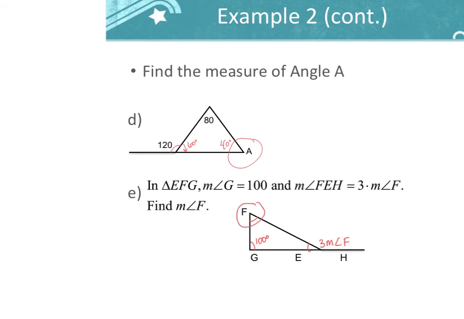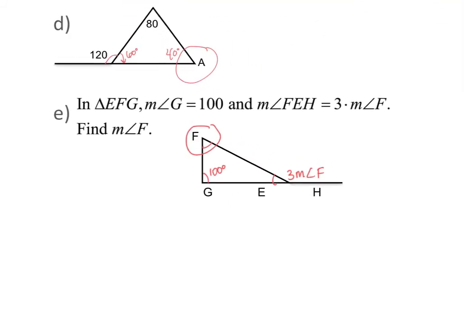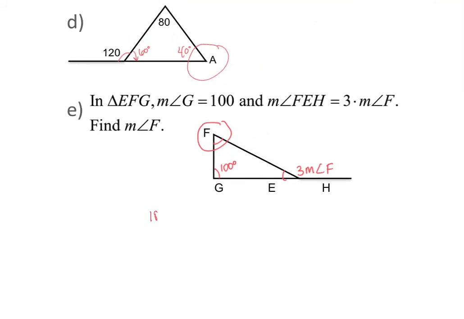Well, first off, we need to start with an equation, right? So we've got 180 must be equal to, let's add up all of these angles. So the measure of angle F plus the measure of angle G plus the measure of angle E, okay? So in this case, we know what the measure of angle G is. So we've got 180 equals the measure of angle F. We don't know what that is. We know that the measure of angle G is 100 degrees.